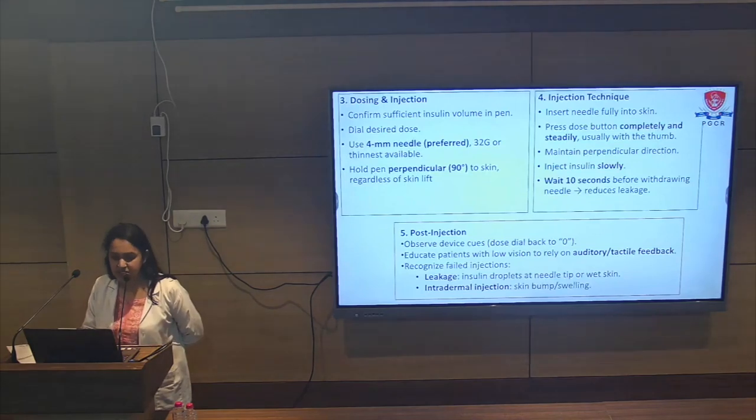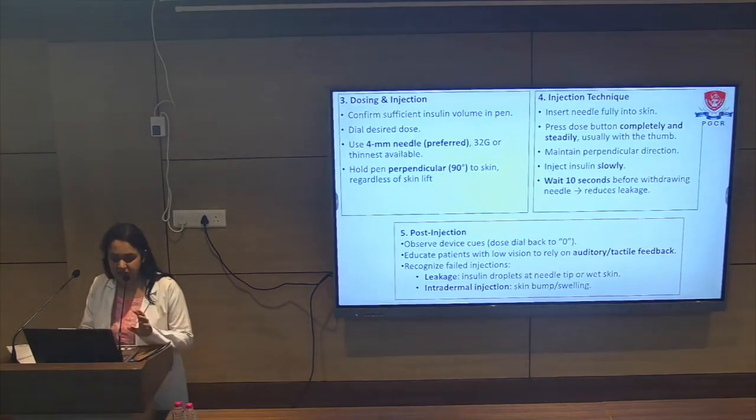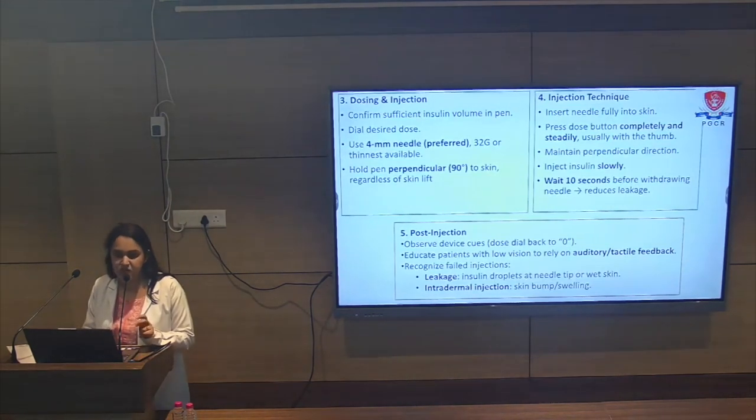Injection technique: we insert the needle fully into the skin, press the dose button completely and steadily, usually with the thumb, and maintain the perpendicular direction. Inject insulin slowly. Wait 10 seconds before withdrawing the needle as it reduces leakage. Now post injection, we observe the device dose dial back to 0. To recognize failed injections: for leakage, insulin droplets can be seen at the needle tip or wet skin. And for intradermal injection, we can see skin bumps or swelling.